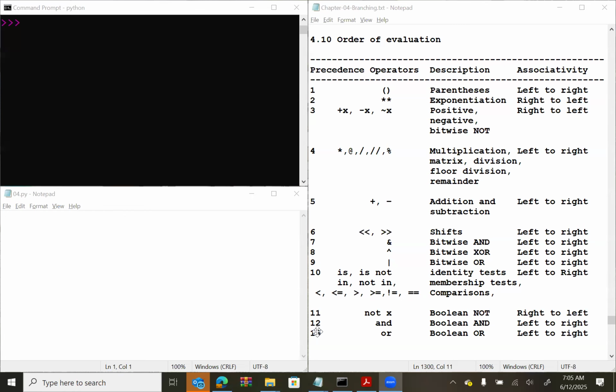Hello and welcome again. Now we'll talk about order of evaluation. We have arithmetic expressions in which we will do the plus, minus, multiply, divide. So these are the orders of operation.